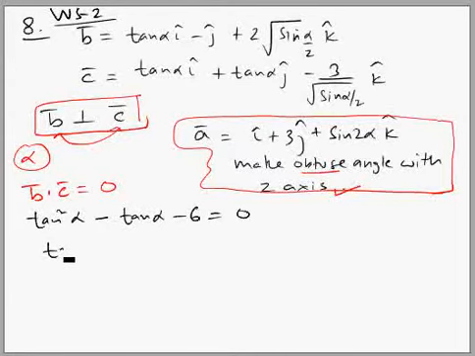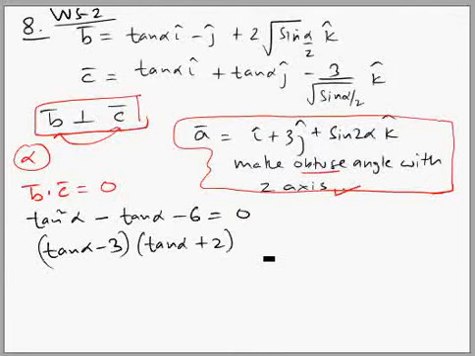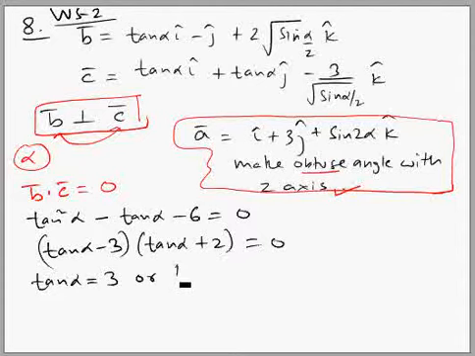We can factorize this: tan alpha minus 3, into tan alpha plus 2, equal to 0. So either tan alpha equals 3 or tan alpha equals minus 2. Now we'll get two answers from this side, alpha from this as well as alpha from this, but we need to consider this condition also.